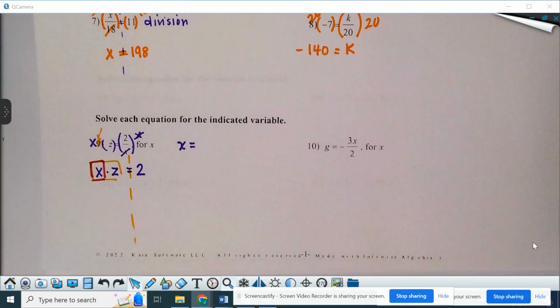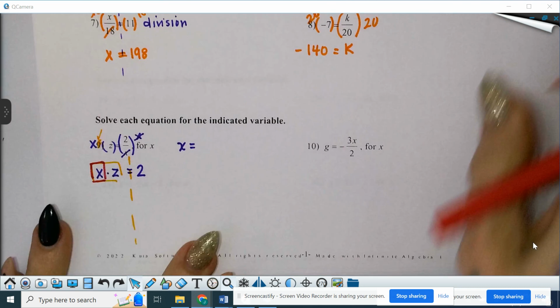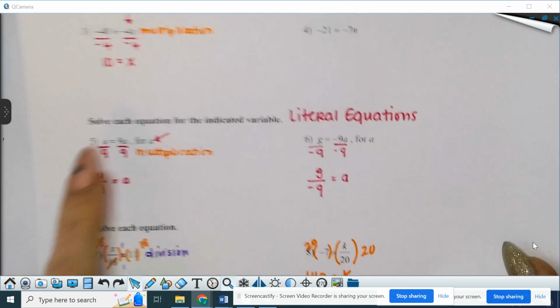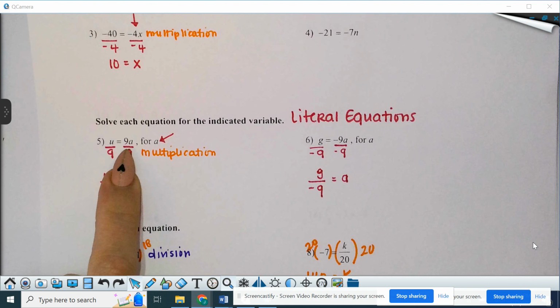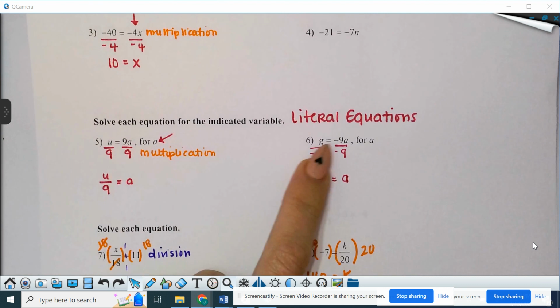And then we messed up and we started making stuff up. Think about the conversation we're having. We didn't say 2 was in the way. We didn't say anything of that nature. We said z was in the way, just like a was in the way here, or 9 was in the way here. So because 9 was in the way, we divided by 9.